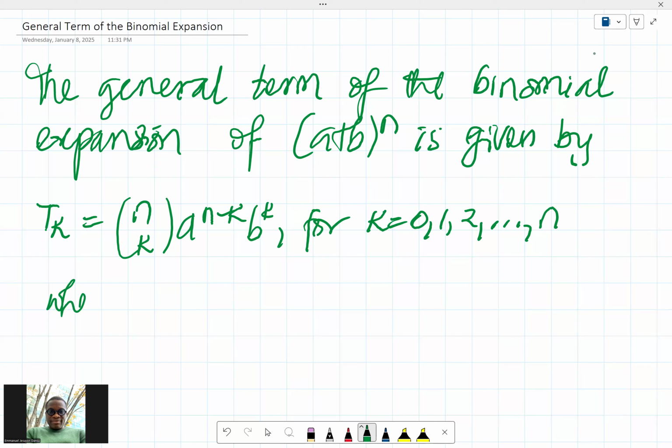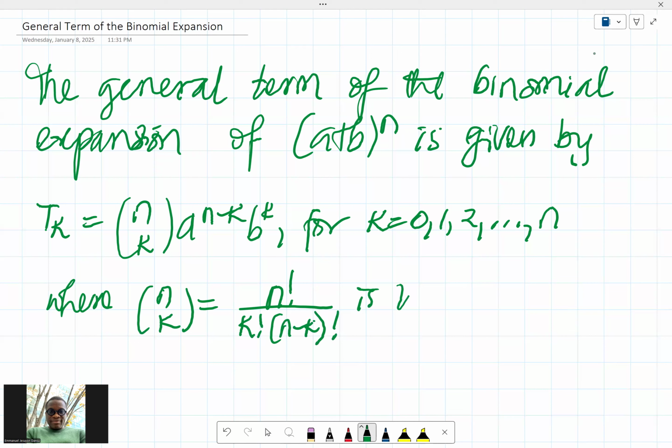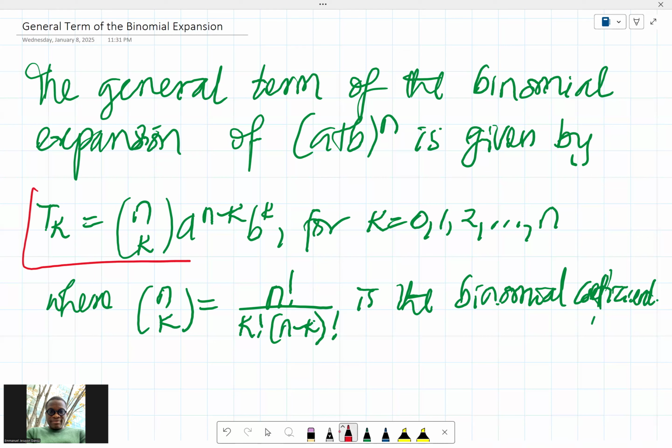So this is a general term, and you already know that n combination k is simply n factorial over k factorial times n minus k factorial. This is the binomial coefficient. So what is the importance of this now? For fast calculations. If you need, for instance, the 10th term, you can just use this and jump straight to that 10th term. We are going to get a good example of this.